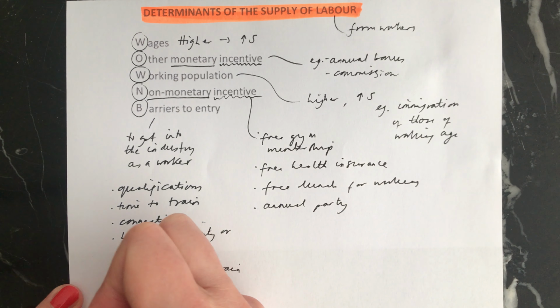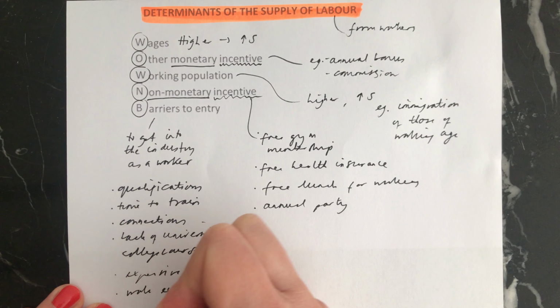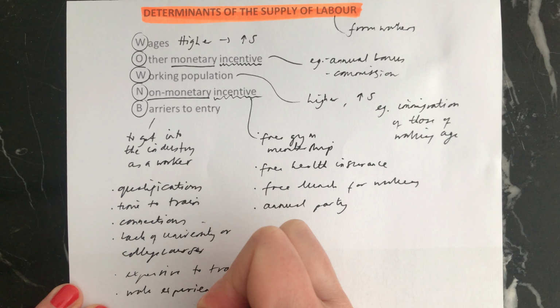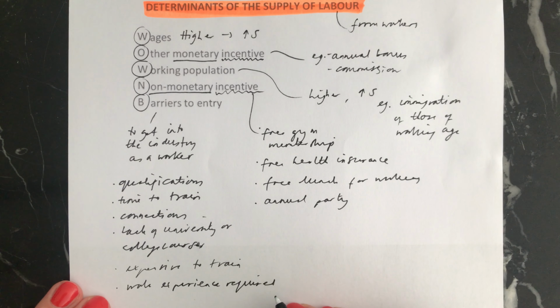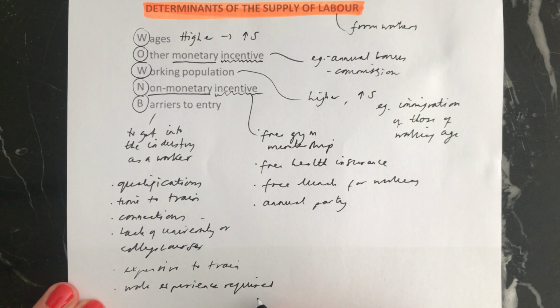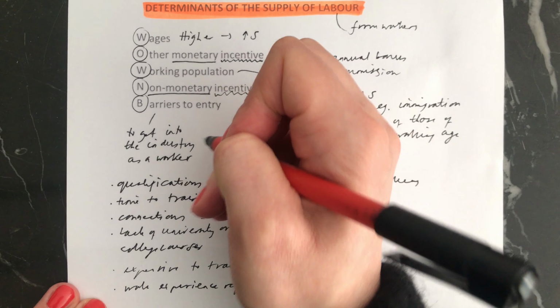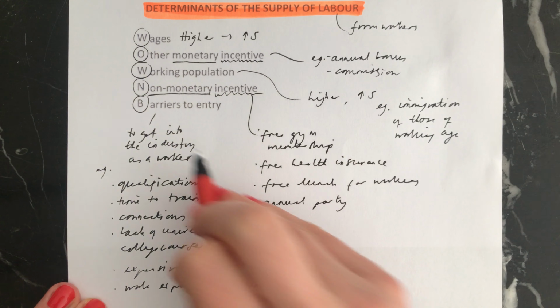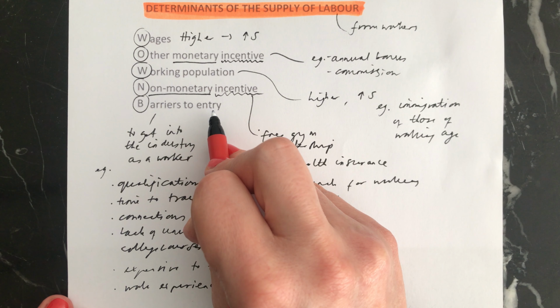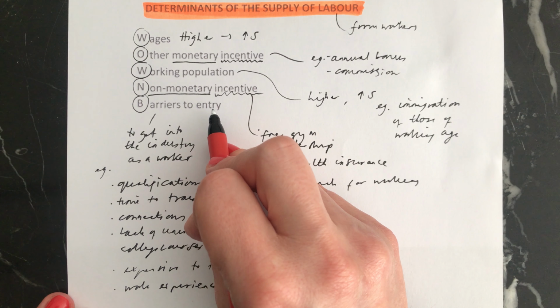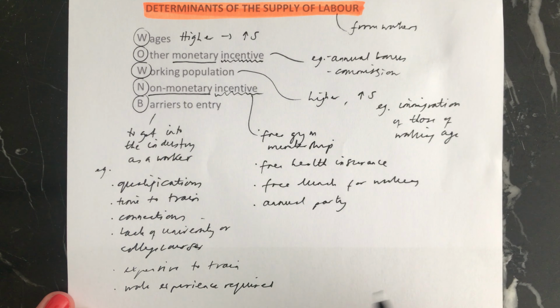One last one might be the work experience required. If you need to do a lot of work experience before you can even have a job in the industry, then the supply of labour will be lower. So these are all examples of why the barriers to entry, the ability to get into the market, might be much higher, and therefore the supply of labour might be lower. This will be different for all types of industries.